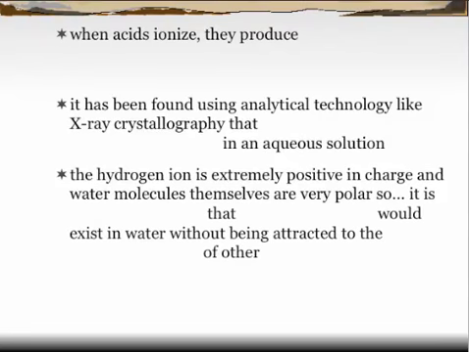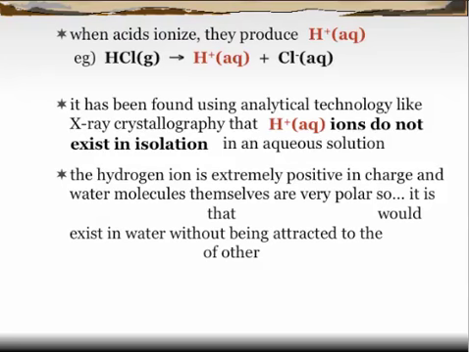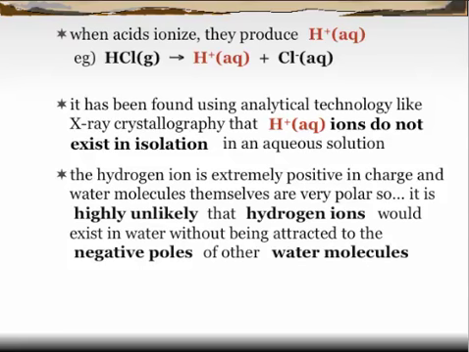Now, when acids ionize, they produce hydrogen ions. So here's an example. But it has been found, using analytical technology like X-ray crystallography, that hydrogen ions do not exist in isolation. So in an aqueous solution, the hydrogen ion is an extremely positive charge, and water molecules themselves are very polar, so it is highly unlikely that hydrogen ions would exist in water without being attracted to the negative poles of the other water molecules. So, this results in the formation of the hydronium ion.